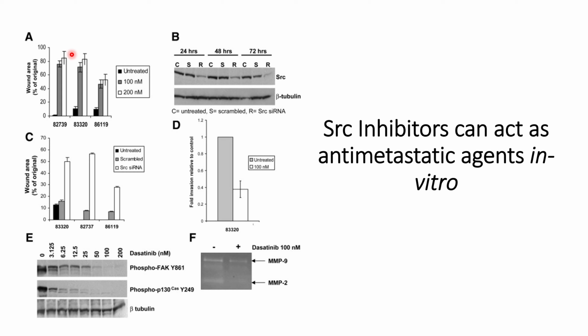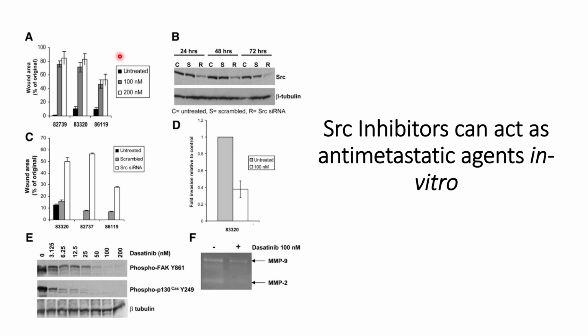And with 200 nanomolar they see slightly more wound area, and a similar kind of trend they have seen in all three cell lines that they have developed. In this 82739 cell line they can see around 80% of the wound area is still there, and for this 86119 they see 50% of this area is still there.